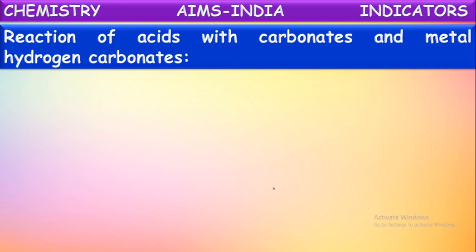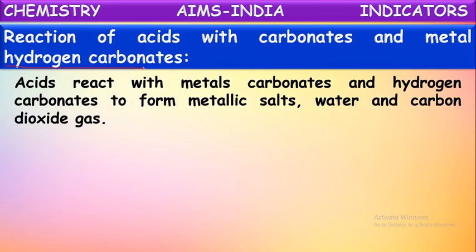Reaction of acids with metal carbonates and metal bicarbonates, or metal hydrogen carbonates. These metal bicarbonates are also called metal hydrogen carbonates. So how do acids react with carbonates and bicarbonates? Let us see here. Acids react with metal carbonates and metal hydrogen carbonates to form metallic salts, water and carbon dioxide. Yes, when acids react with carbonates and bicarbonates of metals, they form the respective metallic salt and water, and they liberate carbon dioxide gas also.